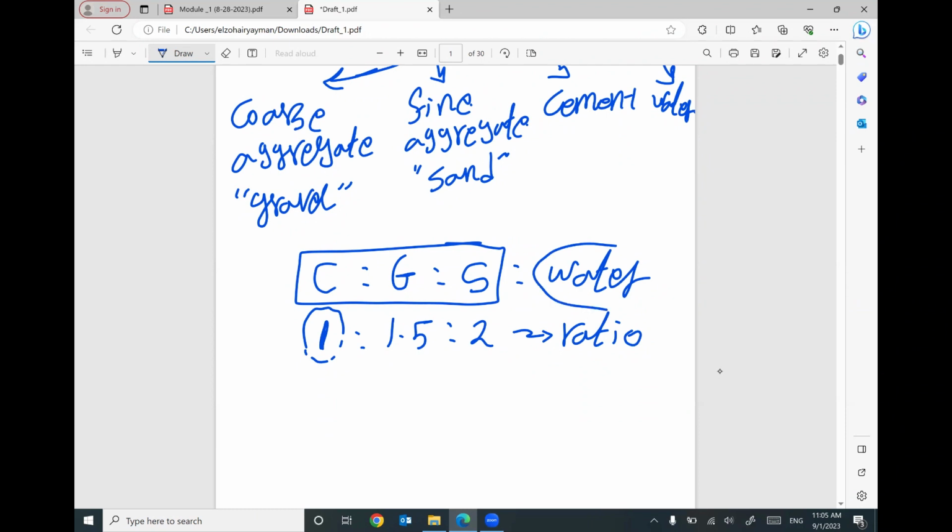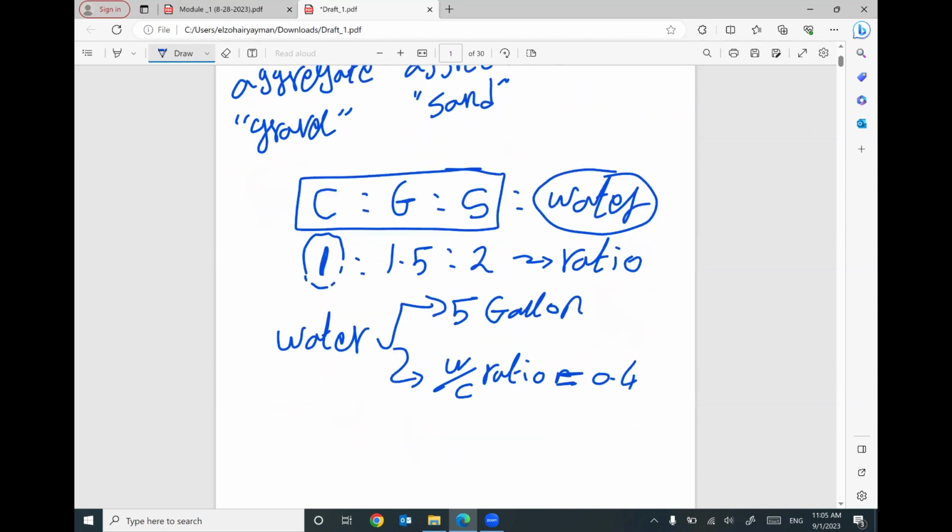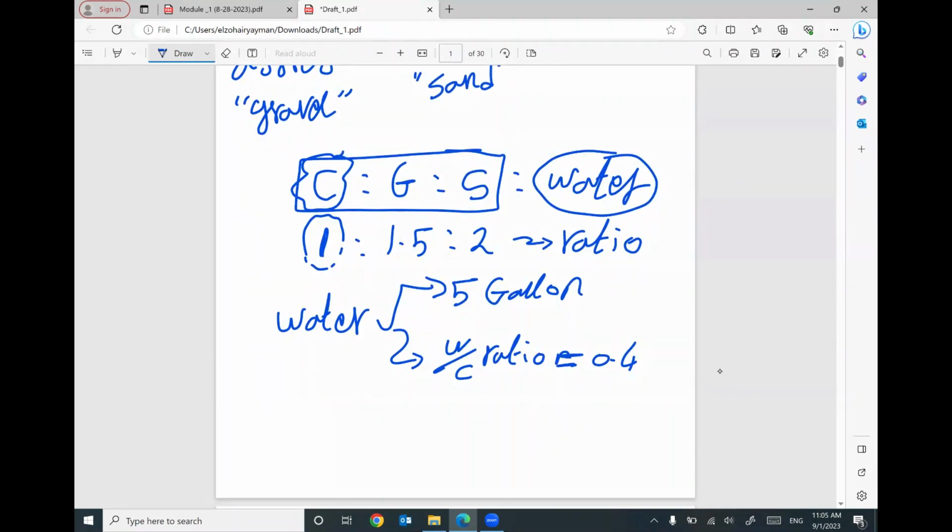Mostly the water can be defined in 2 ways. You can say, hey, for this mix, I will put, for example, 5 gallons of water. Or I can say water-cement ratio equals 0.4. What does it mean? It means based on the amount of cement, the ratio between water and the cement equals 0.4. So if you know the amount of cement, you can figure out the amount of water needed for this mix.